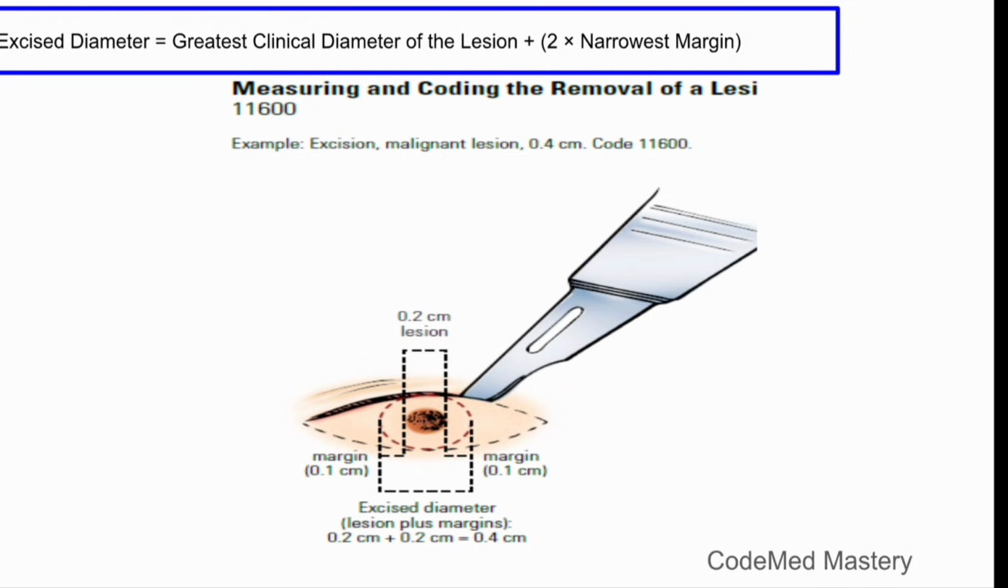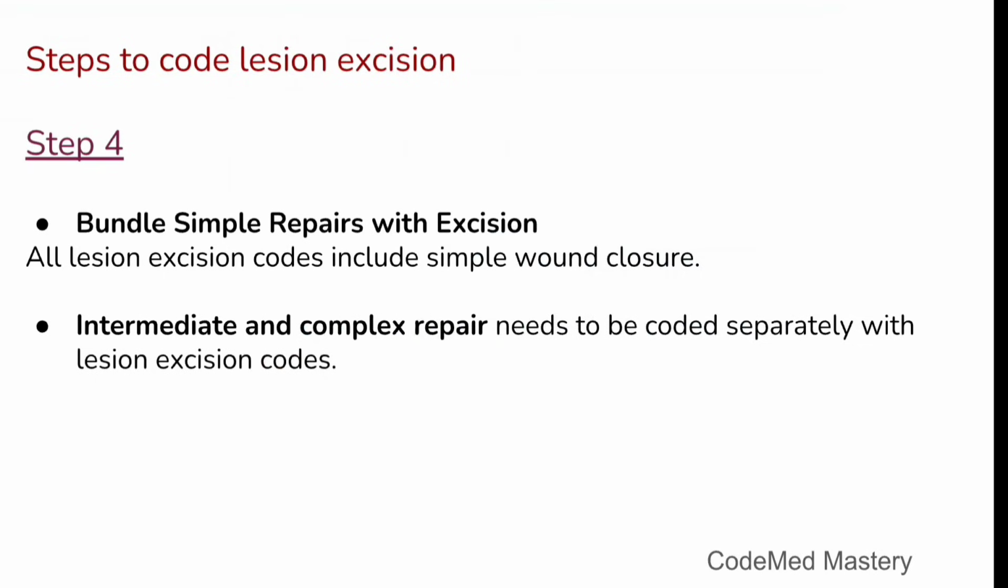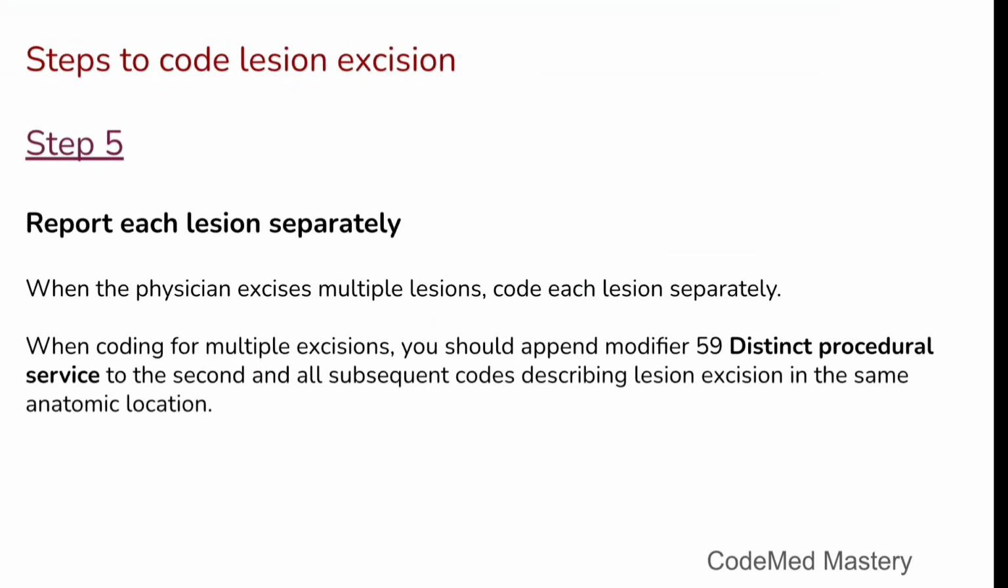Next, we'll go to step 4, that is bundle simple repairs with excision. It means that lesion excision codes, that is benign and malignant lesion excision codes, include simple wound closure, and intermediate and complex repair need to be coded separately with lesion excision codes. Please take a note that simple repairs are included with lesion excision, but intermediate and complex repair are not included with lesion excision and you have to code it separately. So we are done with step 4.